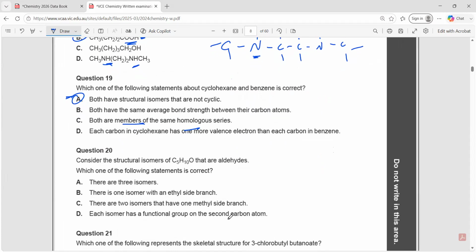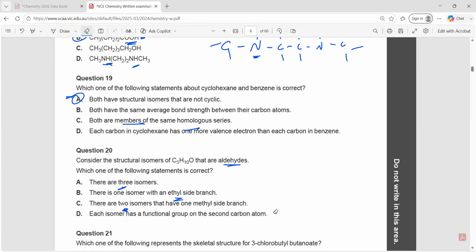C5H10O that are aldehydes. There are three isomers. I don't think so, because the only way an aldehyde actually forms is if the COH is at the end, right? So that's how an aldehyde forms. So I think there'd only be two. There's one isomer with an ethyl side branch. There are two isomers that have one methyl side branch. There are two isomers that have two. Oh, there could be three isomers.